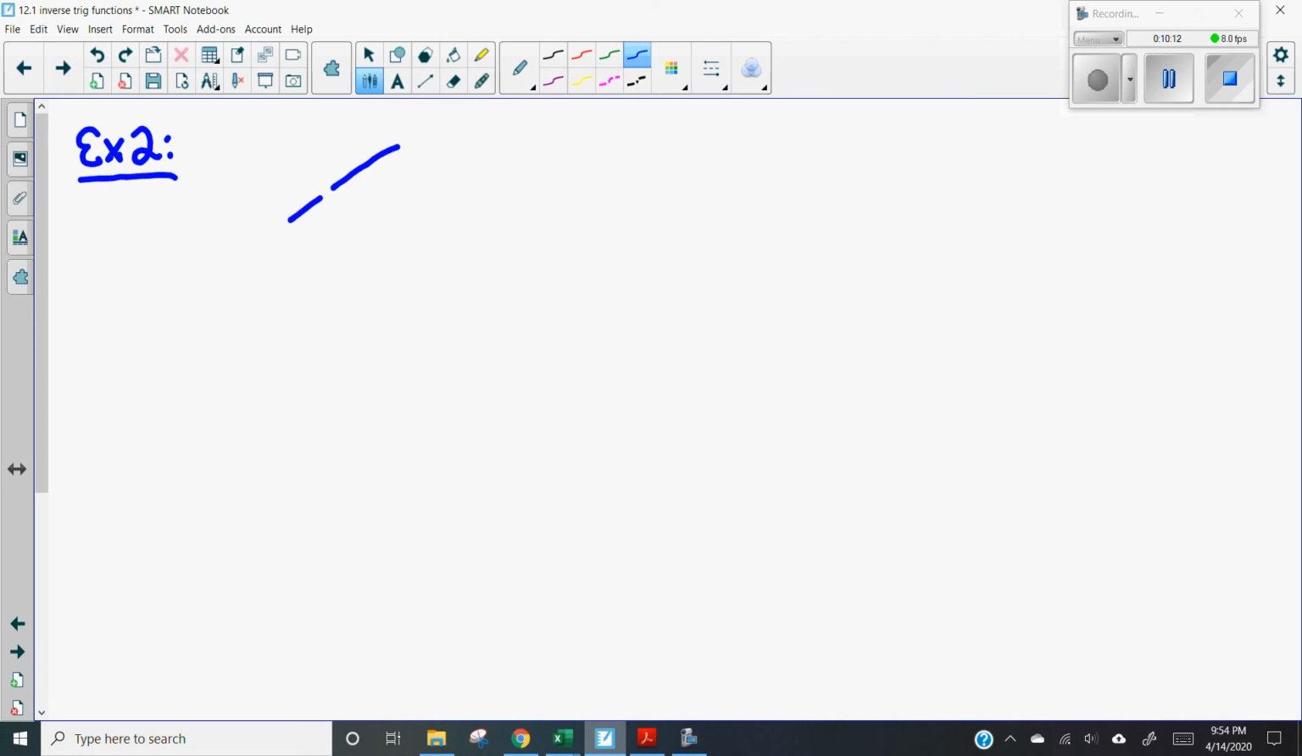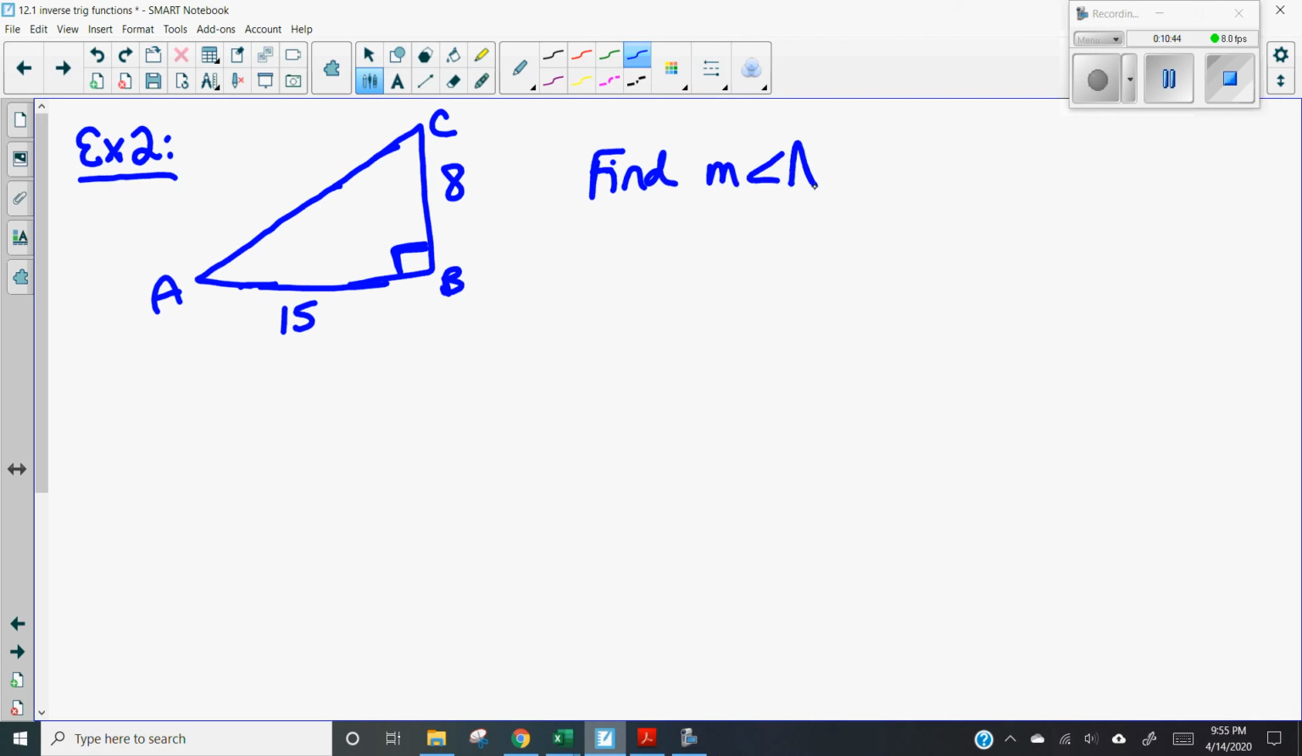Okay, so let's draw, oh boy, the right triangle. And let's label our angles A, B, and C. And then I'm going to put 8 for the length of side CB and 15 for the length of side AB. And we are going to find the measure of angle A. That's our goal. Now this is going to start out in a very similar way that the problems did yesterday.